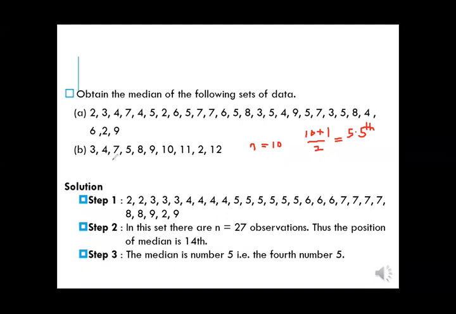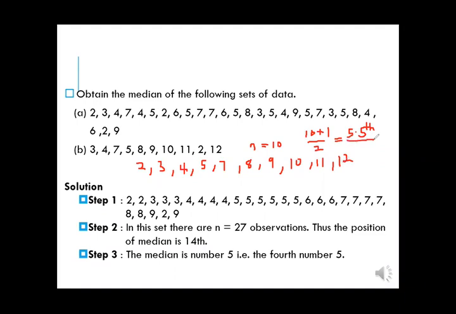So this is what we have. First, we need to arrange the data. Let's not forget. So in ascending form, we have 2, 3, 4, 5, 7, 8, 9, 10, 11, and then 12. So we have 1, 2, 3, 4, 5, 6, 7, 8, 9, 10. Good. So that is step 1, ascending order.